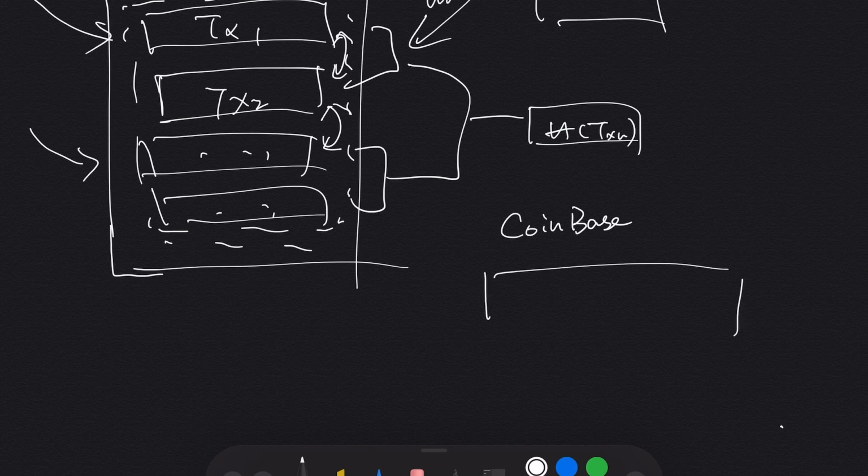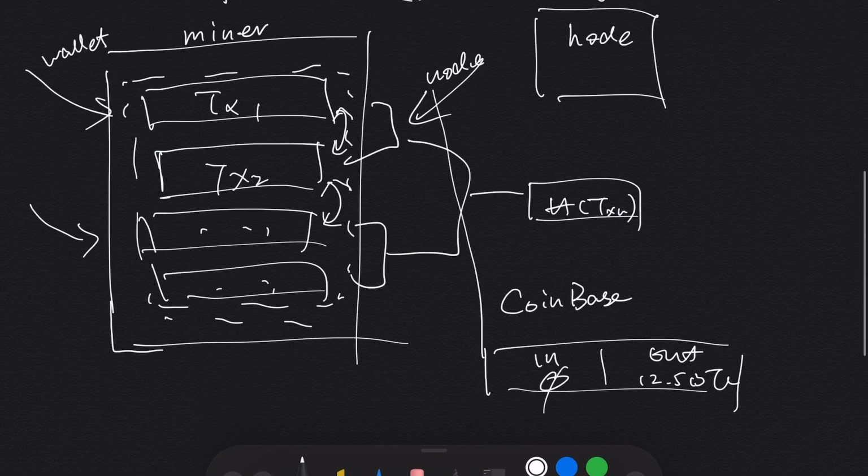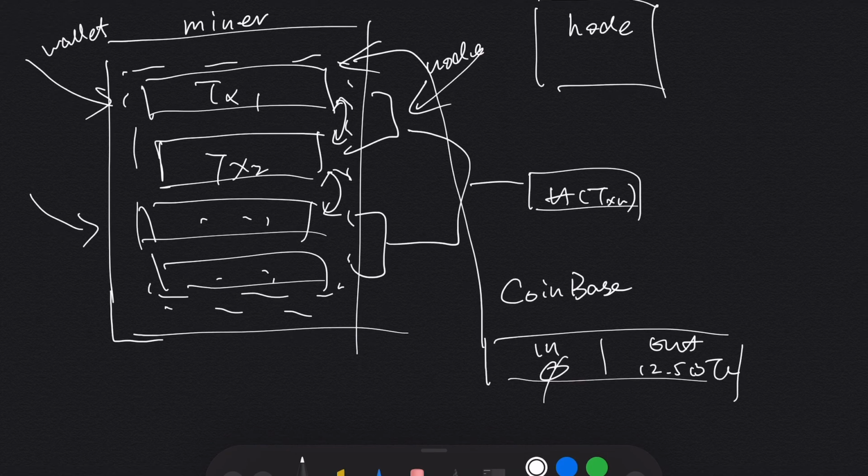It doesn't have any input, so the input is null, and the output is how many coins you will get for producing this block. Right now, initially, you'll get 50 BTC, and when the halving starts, it will be 25, and we're at the third halving, so we get 12.5. So you got 12.5 BTC here, and this is also a transaction. Let's put it into the first one.